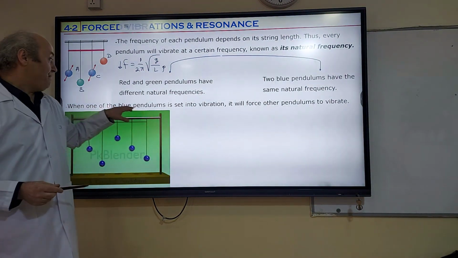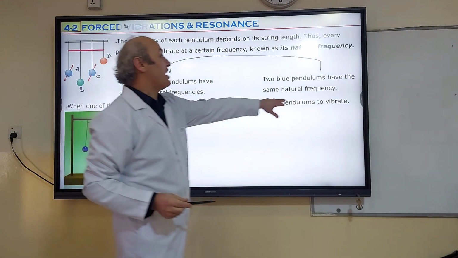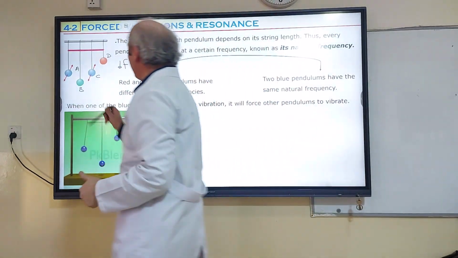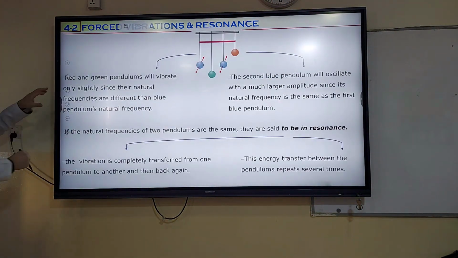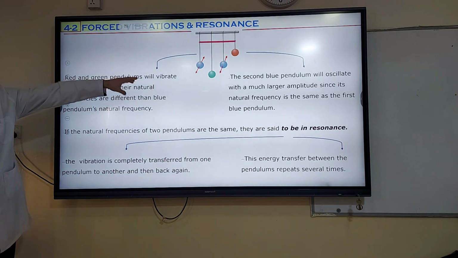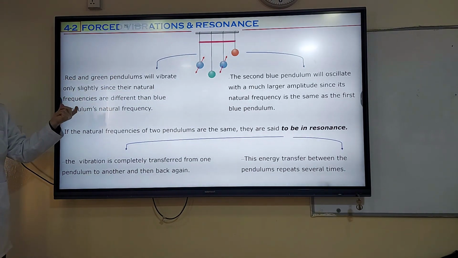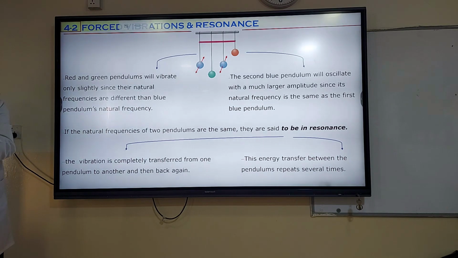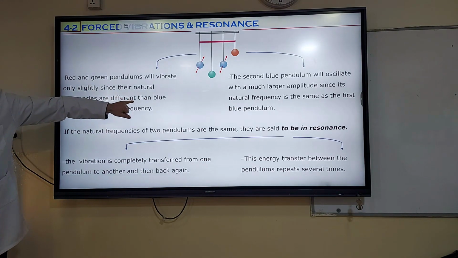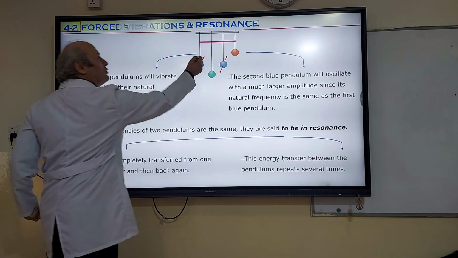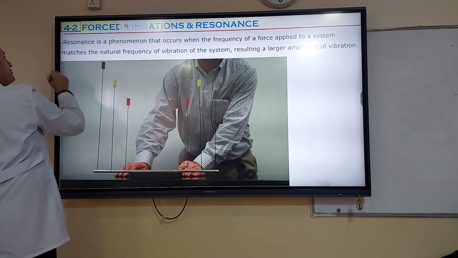When one pendulum is set in vibration, it will force other pendulums to vibrate, but I will see that the green and red pendulums will vibrate only slightly, then stop. Then only slightly, then stop. Why? Since their natural frequencies are different from the blue pendulum. The blue pendulum here is the source. This is the source.